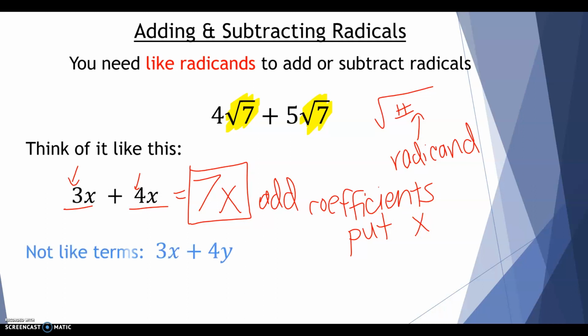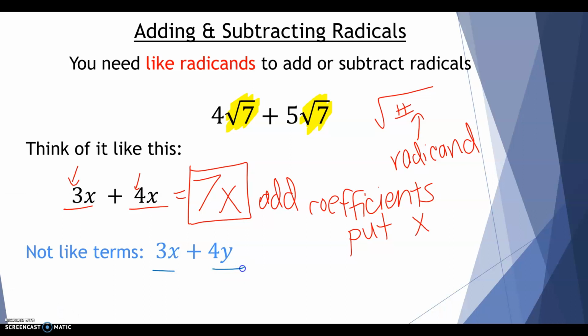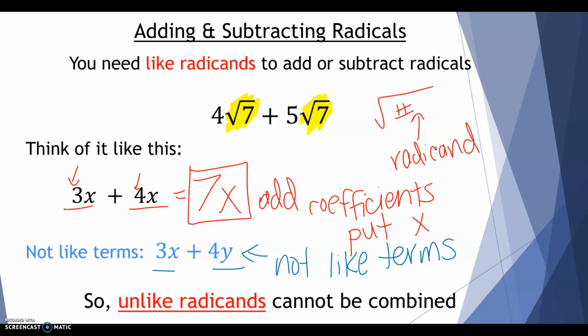So if you look at this problem, you have 3x plus 4x, and these are not like terms, obviously, because they don't have the same letter. So, not like terms. All of this is pretty much similar to radicals. If you don't have the same radicand, you cannot simplify. So here's the main point of the lesson. Unlike radicands cannot be combined, only ones that are the same can. So just think about it like combining like terms.